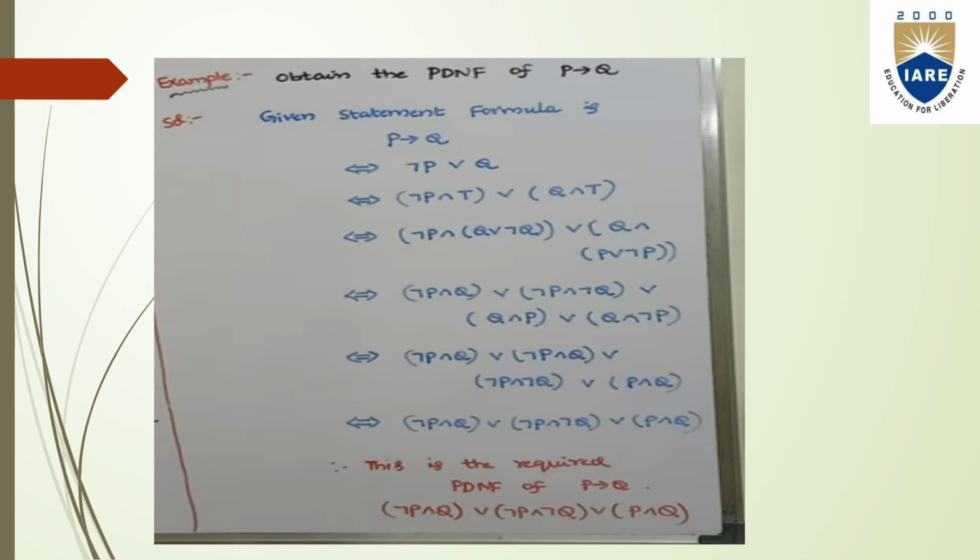So if you see in the next step, that is in the fifth step, we have negation P and Q, or negation P and negation Q, or P and Q. As you can see, negation P and Q appears 2 times. So by using the formula P and P is equal to P, we'll write it only 1 time. In the sixth step, we'll get negation P and Q, or negation P and negation Q, or P and Q. So this is the required PDNF of P conditional Q, that is negation P and Q, or negation P and negation Q, or P and Q.